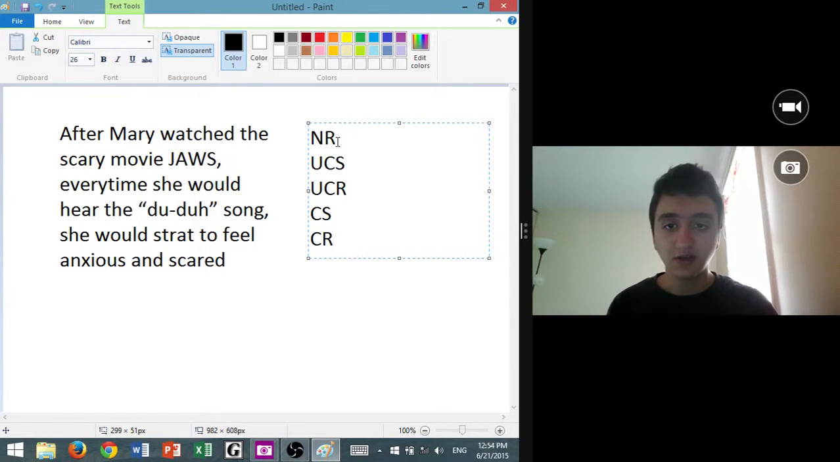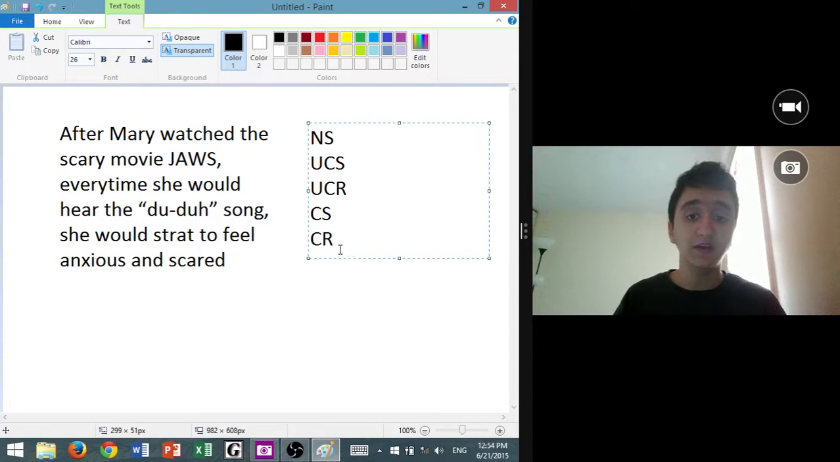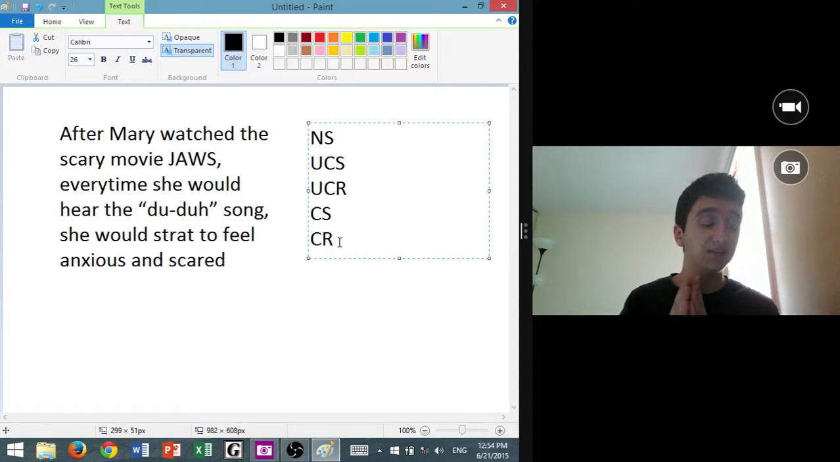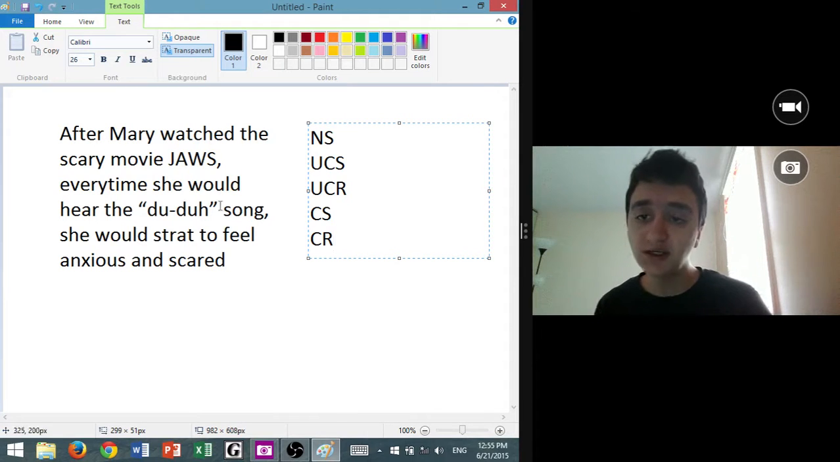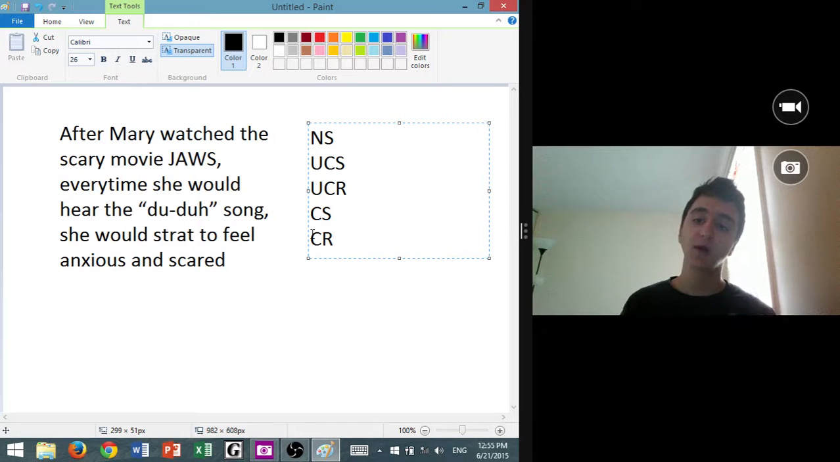Now, the neutral stimulus is basically the object that does not mean anything before some activity happens. So when you analyze a question, try to be as objective as possible, because you can associate some of your own feelings with the things that are happening in the sentence. So look at it as objectively as possible. When you look at the sentence, after Mary watched the scary movie Jaws, every time she would hear the Jaws song, she would start. Oh, sorry, my bad.